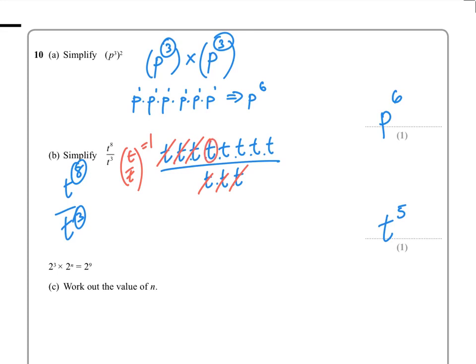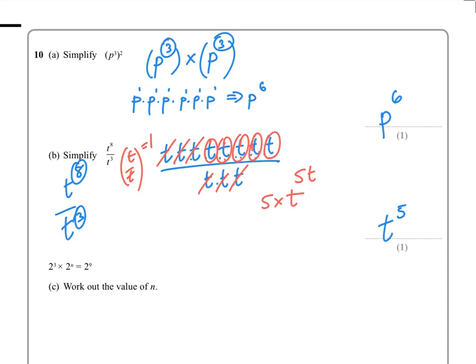So you'd end up with 1, 2, 3, 4, 5 t's multiplying each other. So you wouldn't say 5t, because that means 5 times t. You've got t times t times t times t times t, which is t to the power 5.